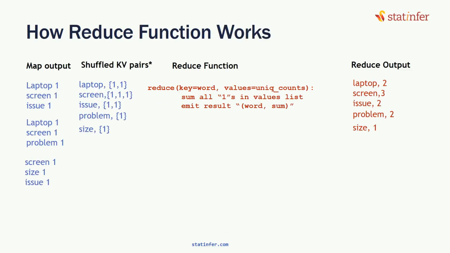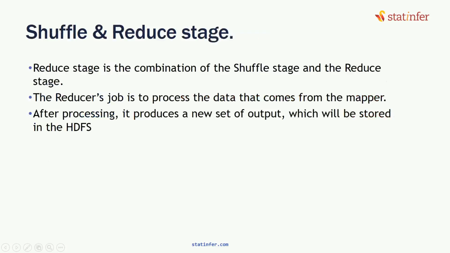What is shuffling? Some of the keys are appearing more than once, so we shuffle them and slightly adjust them so that we have unique keys and the corresponding values. The reducer's job is just to take the output from the map and give the final output. Once the data is processed, the final output will be sent to HDFS.